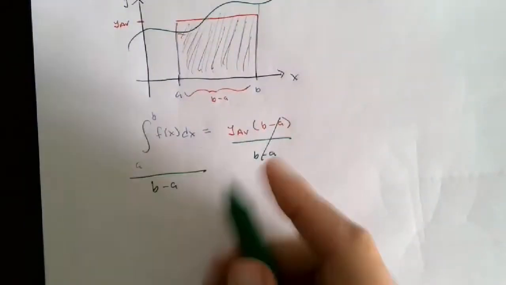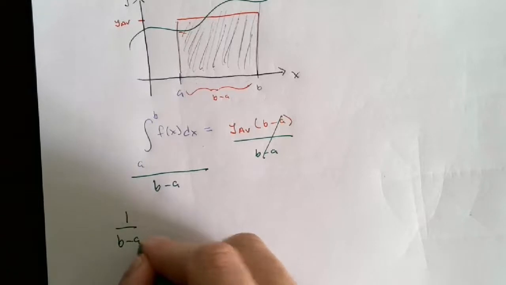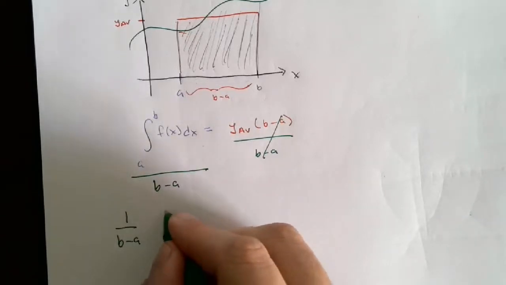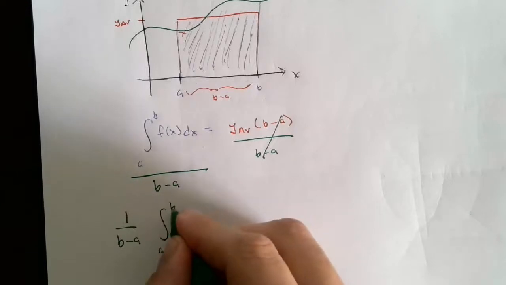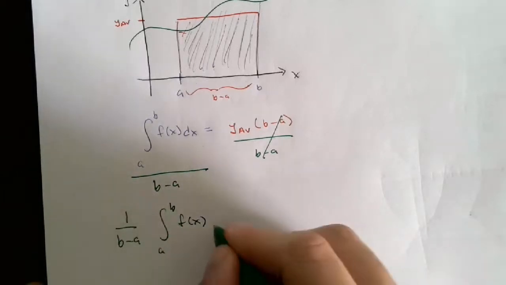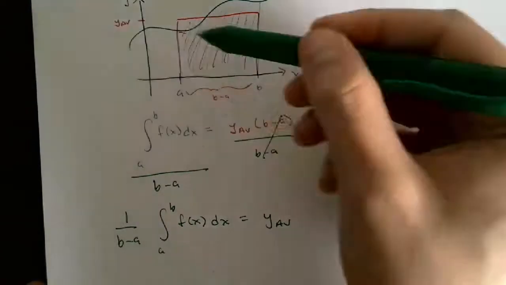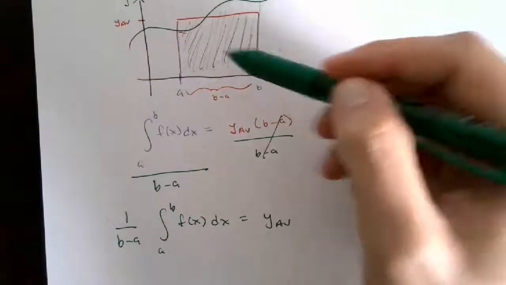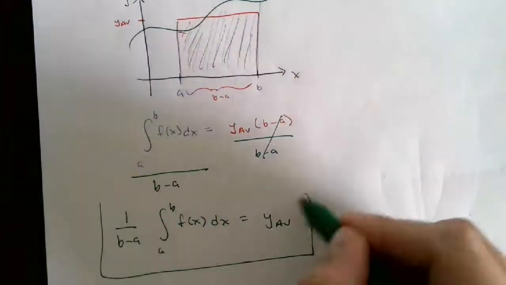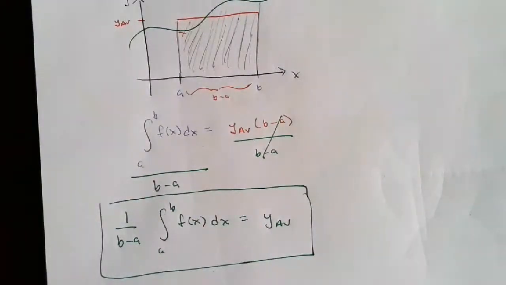In a more compact way, we would write this as 1 over b minus a. When we divide by b minus a, it's the same as multiplying by 1 over that. So it's 1 over b minus a times the integral from a to b of f of x dx, which is equal to y-average, the height I need to get a rectangle that has the same area as what was under the curve. So this formula here is what the average value of a function is.